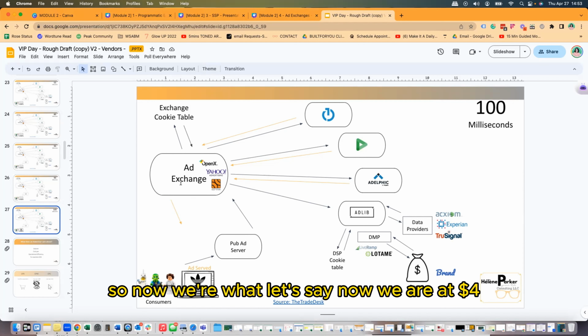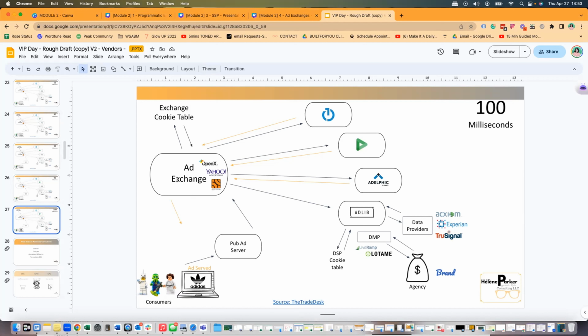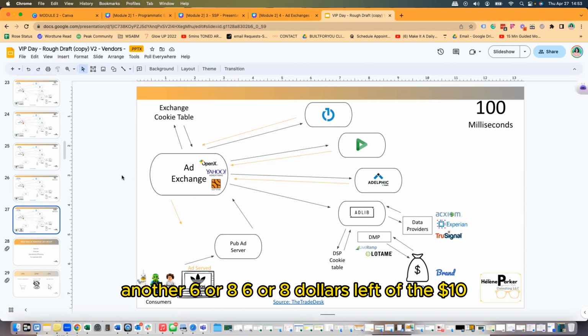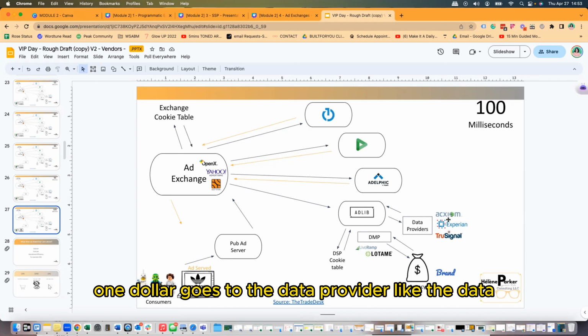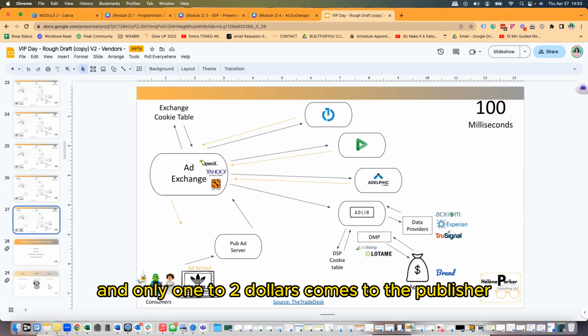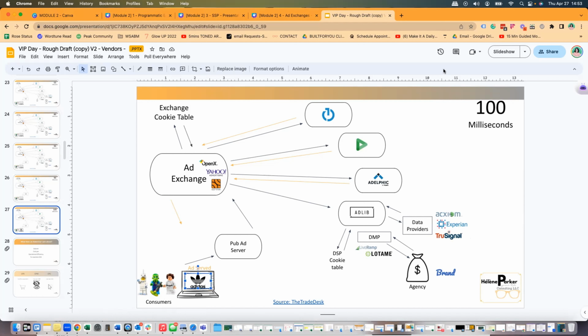So now let's say we are at $4. Another $6 or $8 left of the $10. $1 goes to the data provider, because we have to pay for the data. And only $1 to $2 comes to the publisher. You see? But the brand paid $10. The brand paid $10.